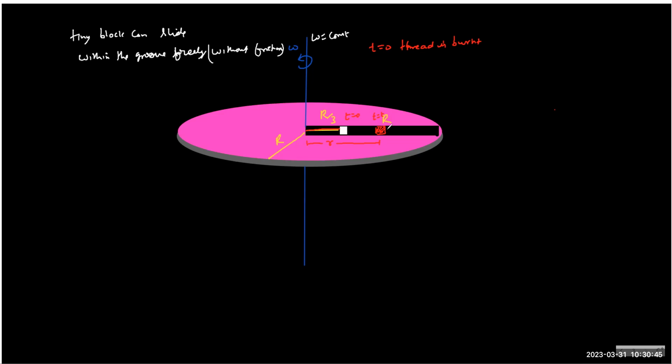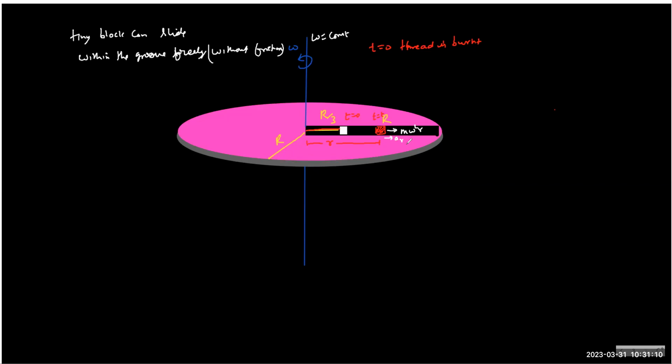Whenever you use the disk frame, the block will experience a force away from the center, which is called centrifugal force, m omega square r. This will give you a radial acceleration, let's call it AR. AR is the relative acceleration, or radial acceleration, with respect to the disk, not the ground.